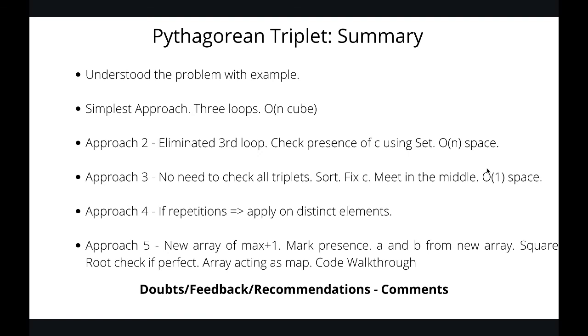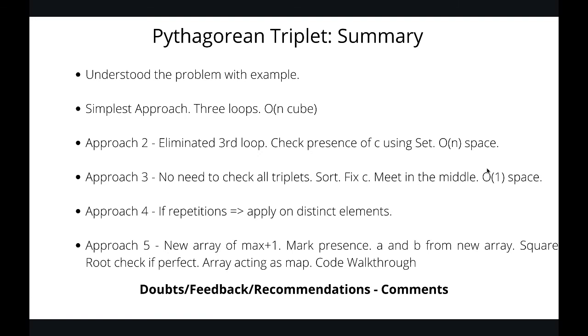Then we saw approach 3. Approach 3 was an optimization over the first approach. Here we could see that we don't actually need to check all the triplets. We can first sort the array, we fixed c, and then we fixed a and b to the extremes of the remaining array. Then we use the meet in the middle approach to find the relevant a and b if they can satisfy the condition. That led us to an O(n squared) solution with O(1) space.